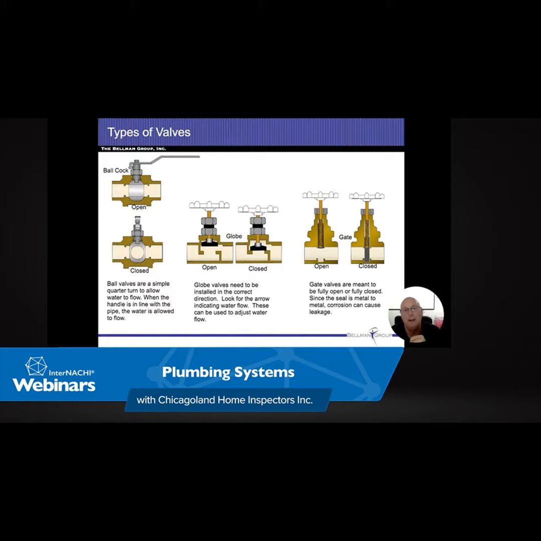All right. Types of valves. Let's see here. The first one is a ball valve. They're calling it a ball cock, but we just refer to it as a ball valve. Those are typically quarter turns. When the eye is in line with the water pipes, the water's going to flow. Those are adjustable, so you can go ahead and feather the water flow that comes in there.